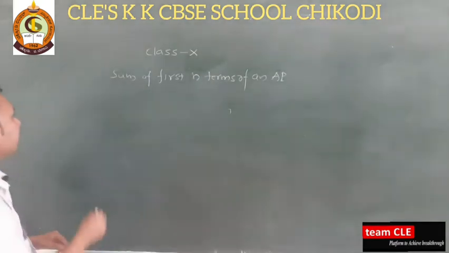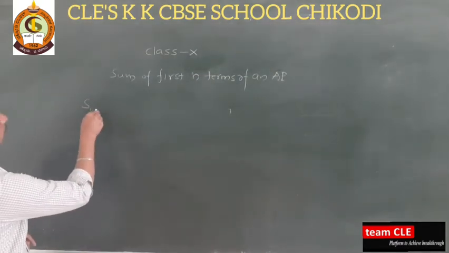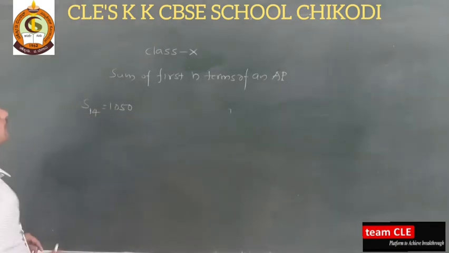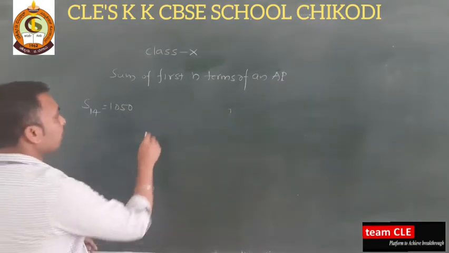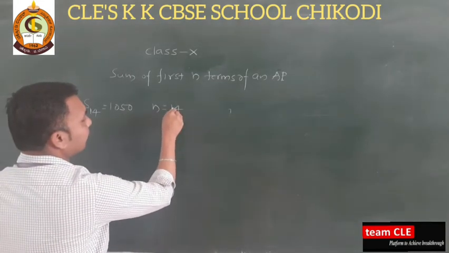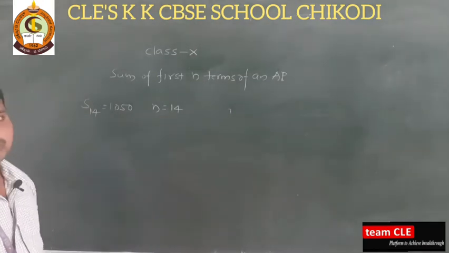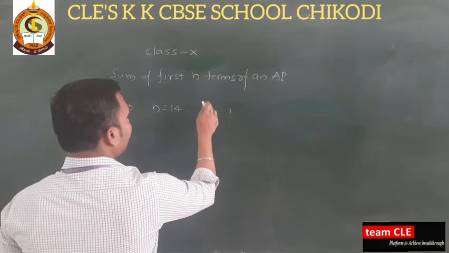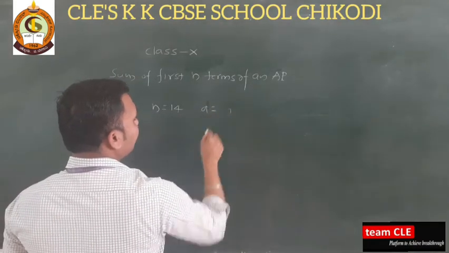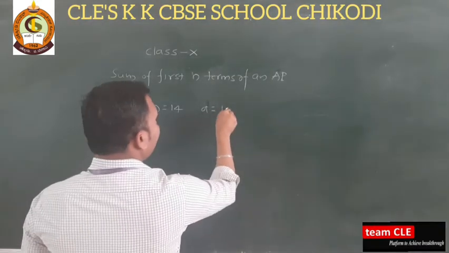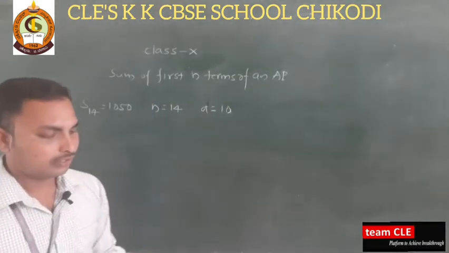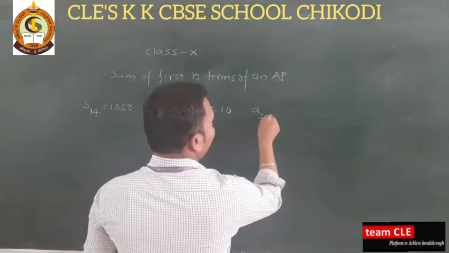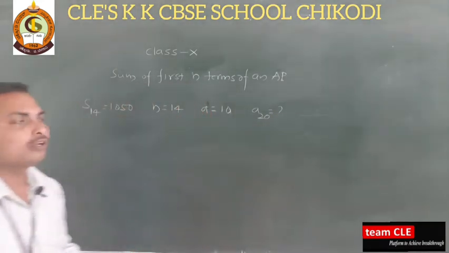What they have given: the sum of first 14 terms, S of 14 is equal to 1050. The number of terms we have is 14, and its first term a is equal to 10. We need to find the 20th term, a20. How much is it?